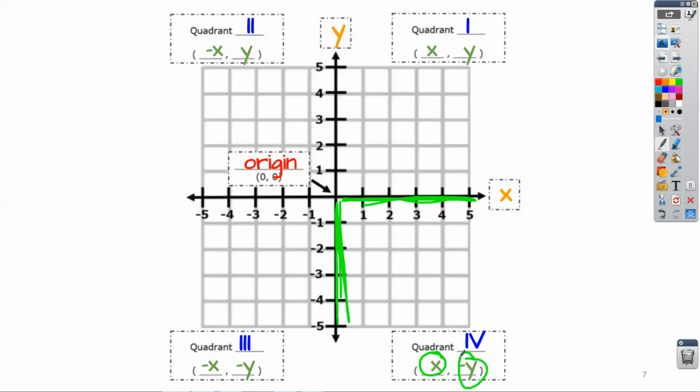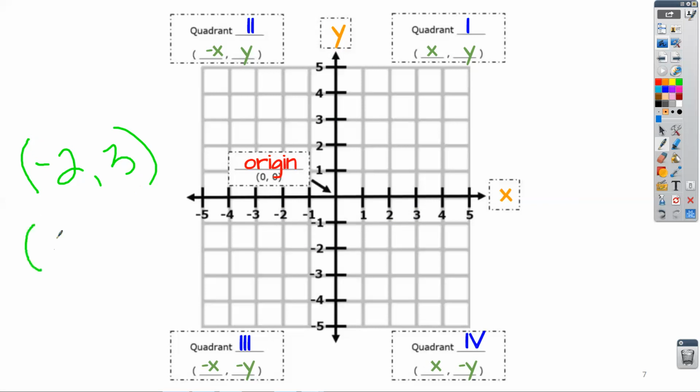Now, I label that because it's very important, because if I said what quadrant is negative 2, 3 located in, I don't have to go plot that point. All I have to pay attention to is that it's a negative and a positive: 3, negative 2, positive 3. Well, negative positive is right here, so I know it's in quadrant 2. Now, if I wanted to go plot it, I could, and right there would be that point. However, you do not have to, just because we can pay attention to positive negatives.